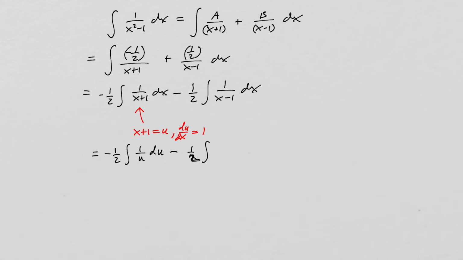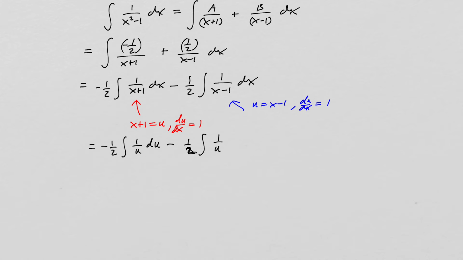And now I'll do a different u substitution here. Let u equal x minus 1. du dx is equal to 1 again. And we're going to get 1 over u. Actually, I'm going to be a little bit more cautious here and call this w as a different substitution, just to contrast and just to make sure we know to keep the two separate.